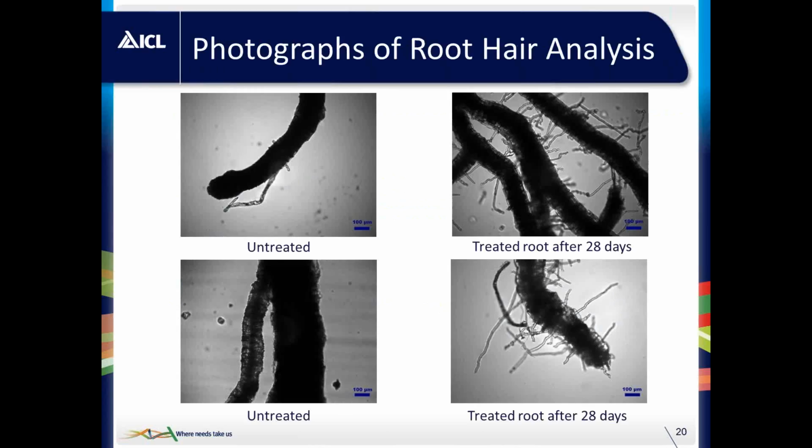And this is what that looks like under the microscope. So you can see the untreated roots. There's a very small number of root hairs, some secondary roots, but very limited. Whereas if we look at the treated roots after 28 days, you can see this huge number of very fine root hairs, greatly increasing the surface area of the root.